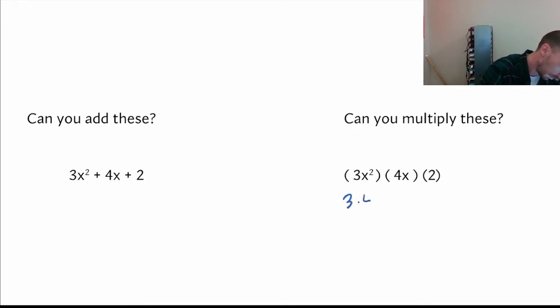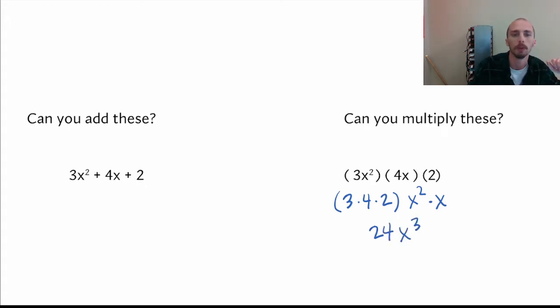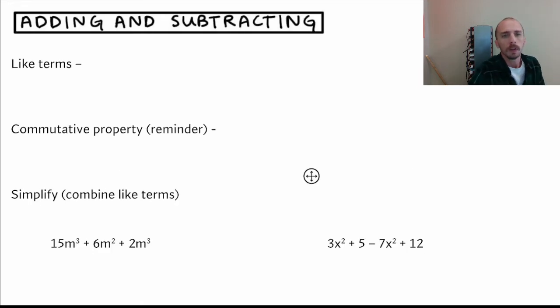In the last lesson, we did see that we could multiply these all together. We could take all the numbers and group them together, and then take the x's and group them together. We could say, okay, 3 times 4 is 12, times 2 is 24, and x squared times x, that's going to be 3 total powers of x. Okay, we were able to do that. All right, so let's get to adding and subtracting.